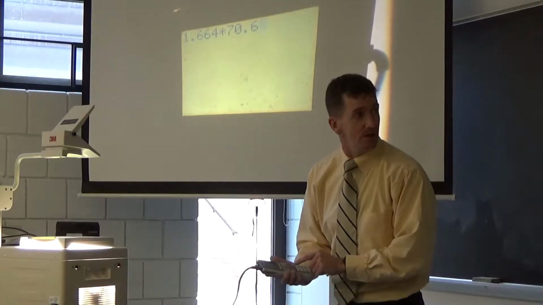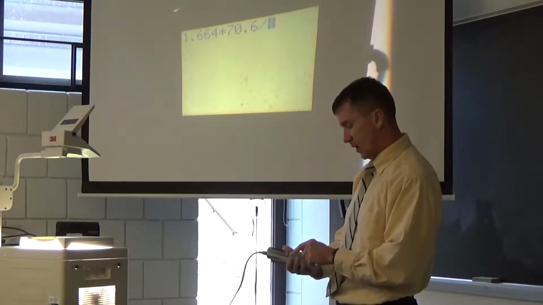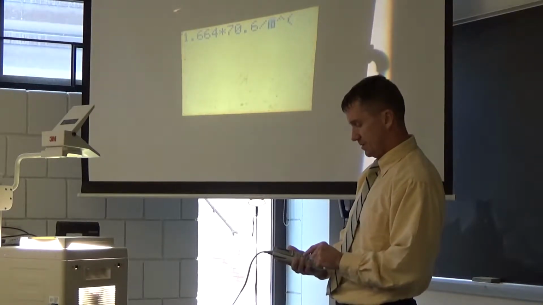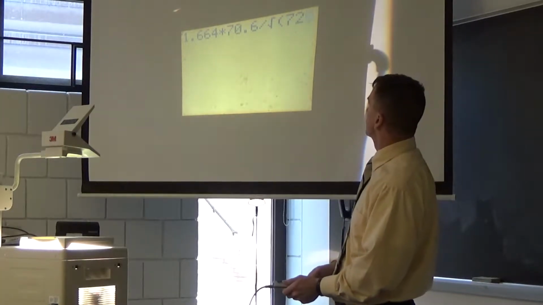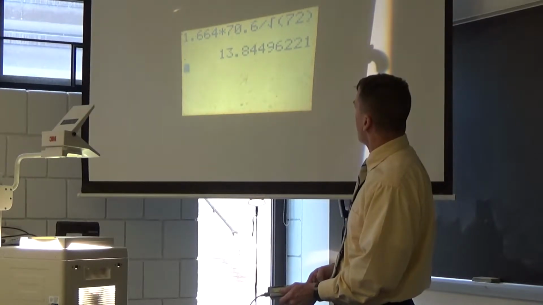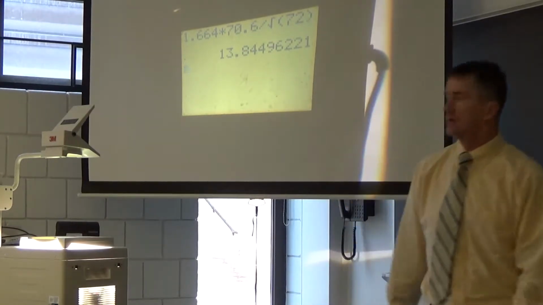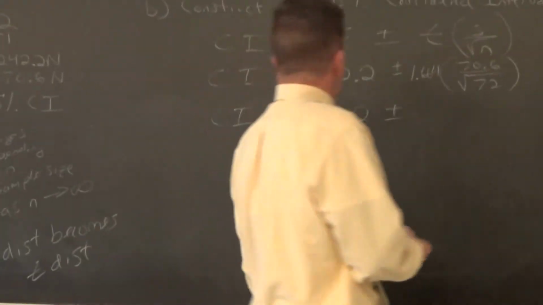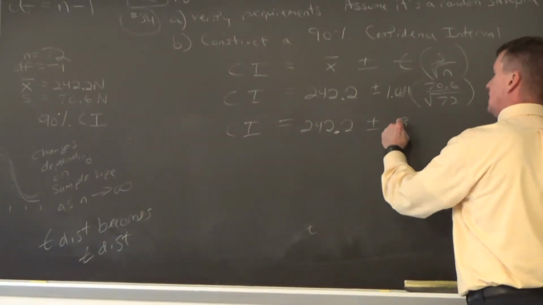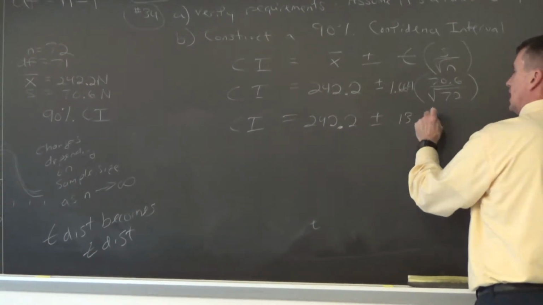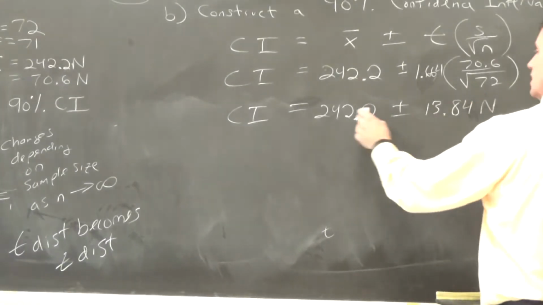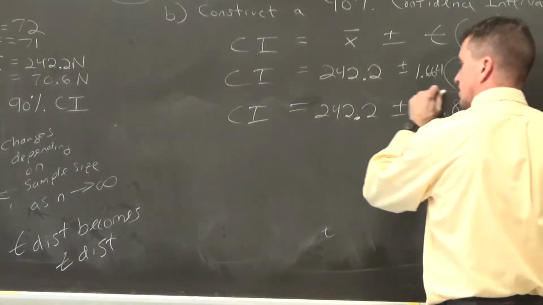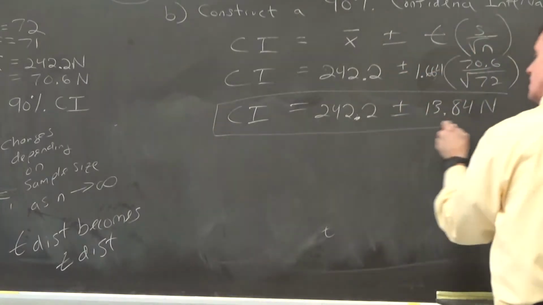70.6 divided by the square root of 72. You don't even have to close out the parentheses right there, but I'll do it. Looks pretty. All right, what's the margin of error? 13.8. And they're really newtons, so you can say 13.84 newtons. 13.8 or 13.84 newtons. I'll hit the lights. And there it is. This is the confidence interval. And yep, everything after the plus or minus is the margin of error.